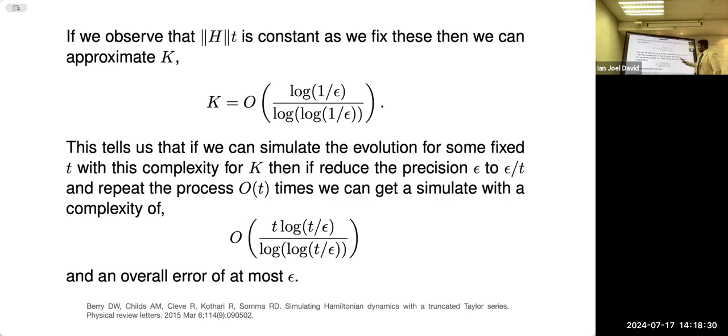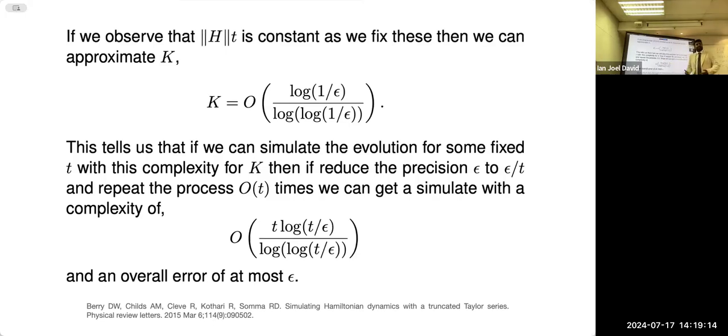So what this tells us is, for some fixed time T, with this complexity for K, if we reduce the precision to epsilon over T, right? So we take the precision, and instead of the precision just being 10 to the minus 5 or 10 to the minus 6, we'll then reduce it even further by dividing it by the simulation time. And then we repeat the process T times. So that's why I say big O of T times, because it's linear in T. Then we get the total simulation complexity of the algorithm that looks just like this here. It's precisely like this, but I've replaced epsilon with epsilon over T. And because I repeat the whole process T times, I end up with just a prefactor of a linear T.